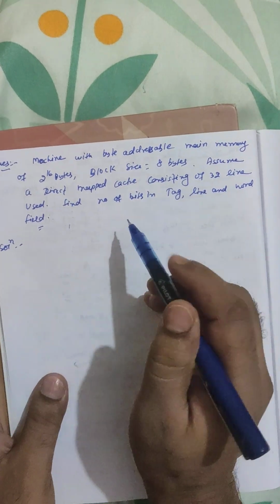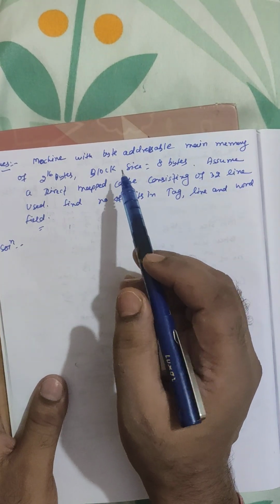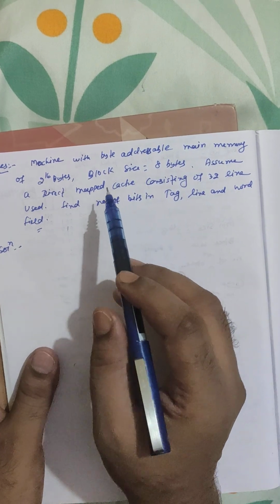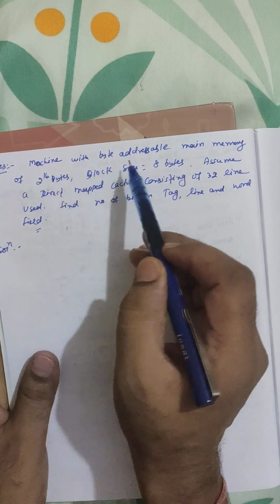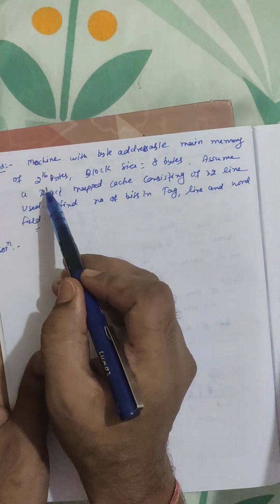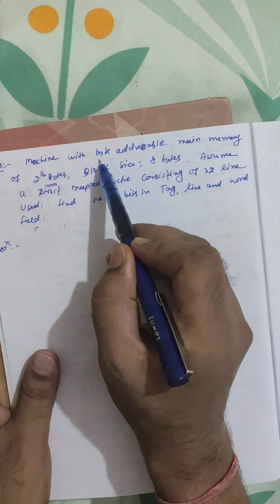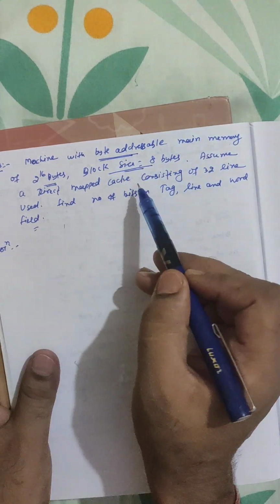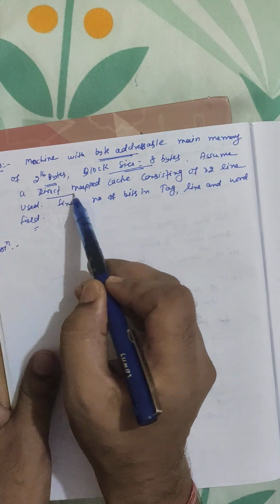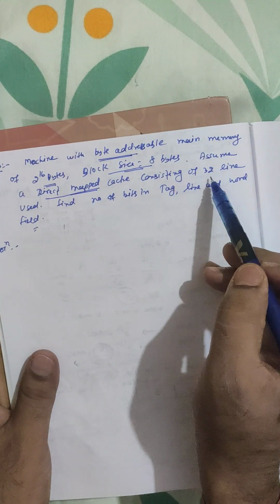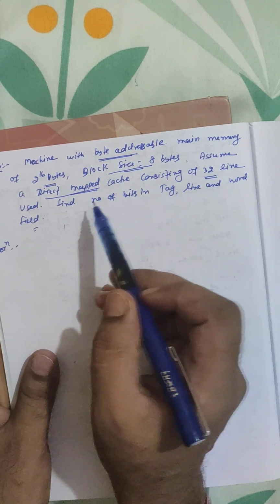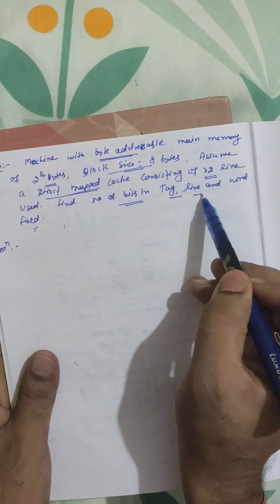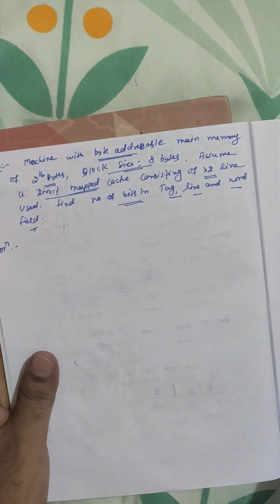Hi, this question was asked in the UGC NET exam, October 2020. The question is: a machine with byte addressable main memory of 2^16 bytes, block size of 8 bytes, and a direct mapped cache with 32 lines is used. We have to find the number of bits in the tag, line and word fields.